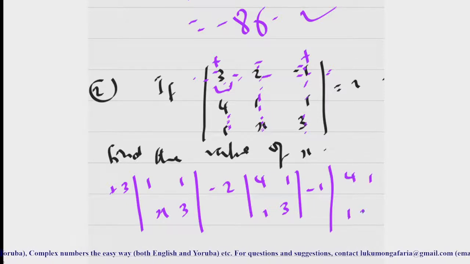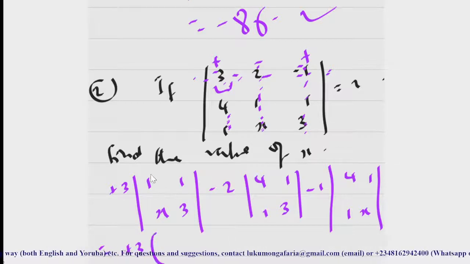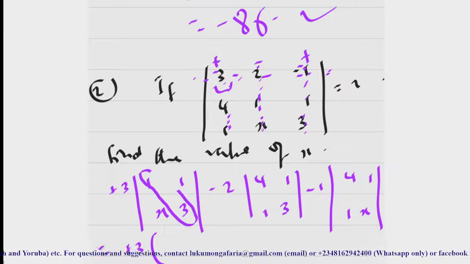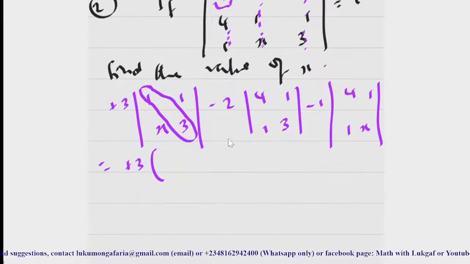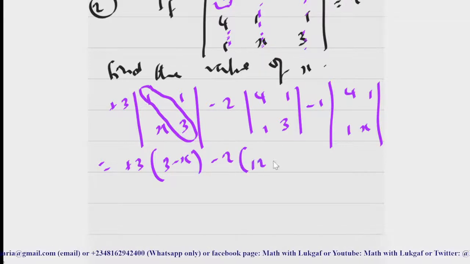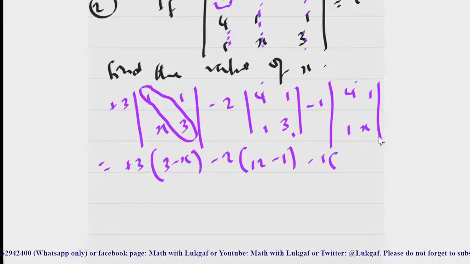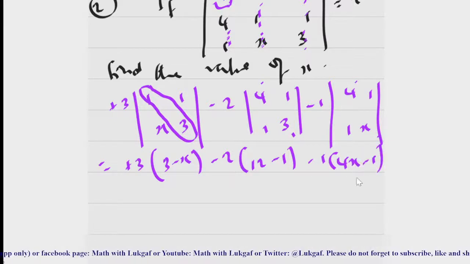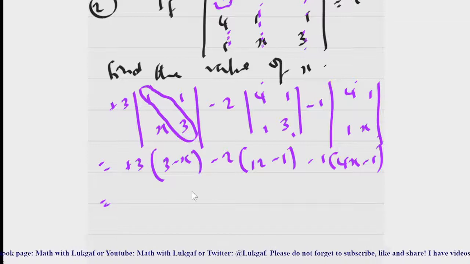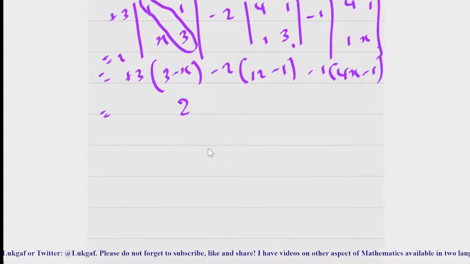4, 1, 1, x. Then if you simplify it further, I'm going to have plus 3. Don't forget the determinant is obtained by multiplying the elements along the leading diagonal minus the elements along the other diagonal. That's going to give you 3 minus x. Minus 2 into 12 minus 1, 4 times 3. You understand now. So minus 1 into 4 times x, 4x minus 1. And this is equal to 2, because we are given it as an equation.